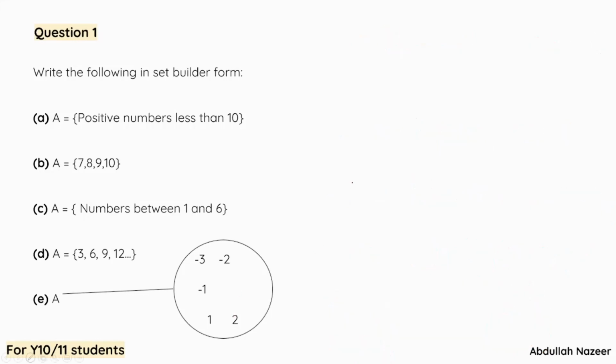Right, now for the last question, you see A is minus 3, minus 2, minus 1, 1, 2. So if I were to list it out, it is minus 3, minus 2, minus 1, 1, 2. These are the set of numbers that we are including here. How do we write this? We say A equals x such that, you see, all the x are whole numbers. They're not positive, but they are whole numbers. So let's state that condition first.